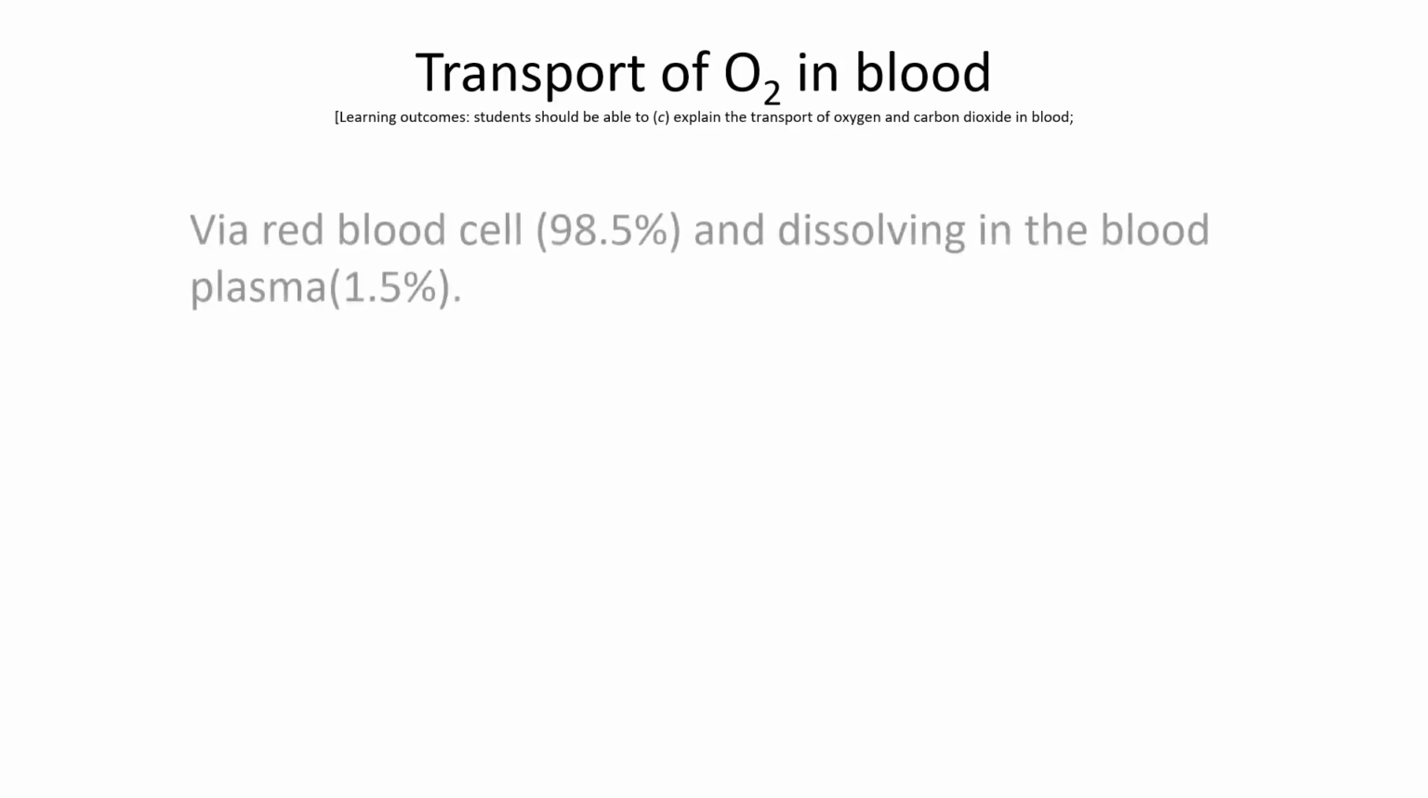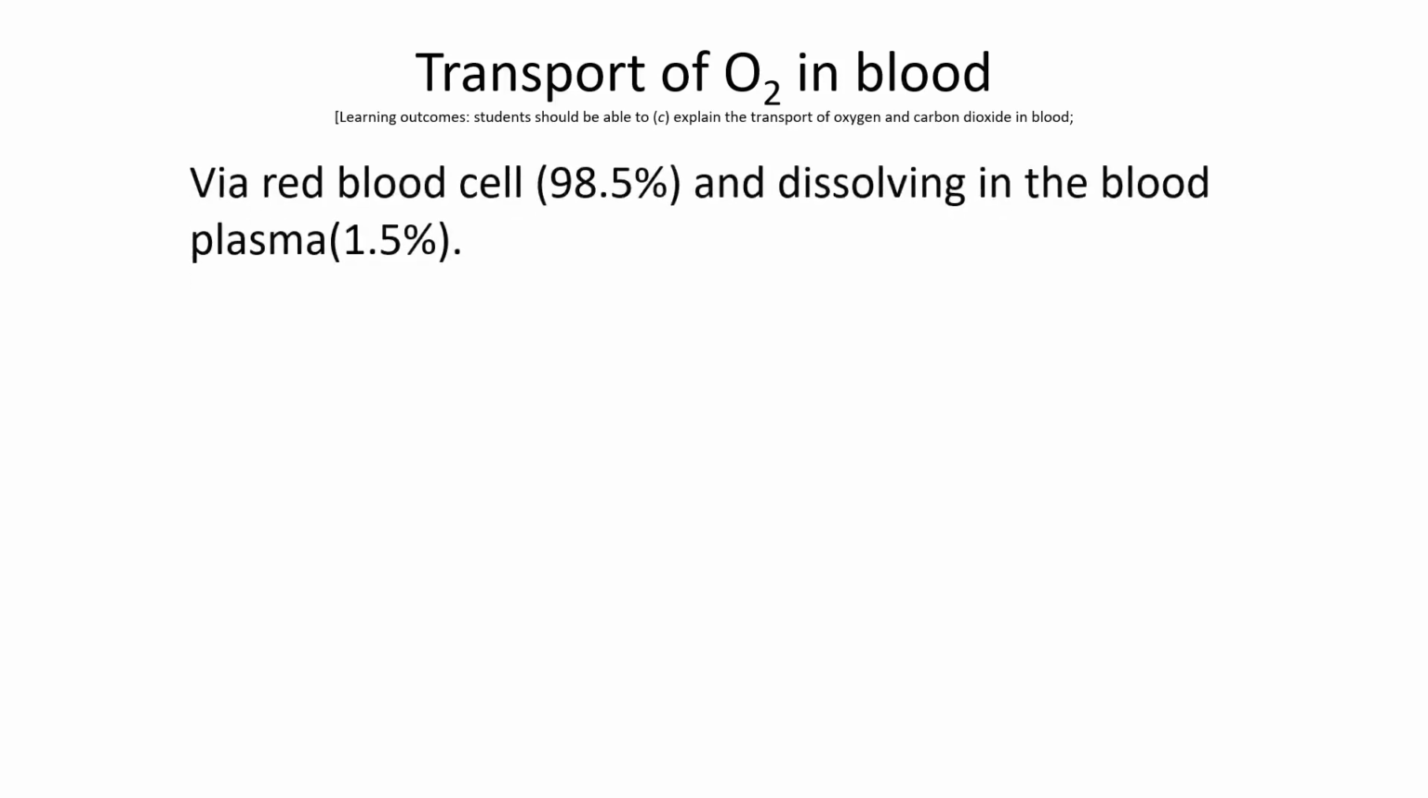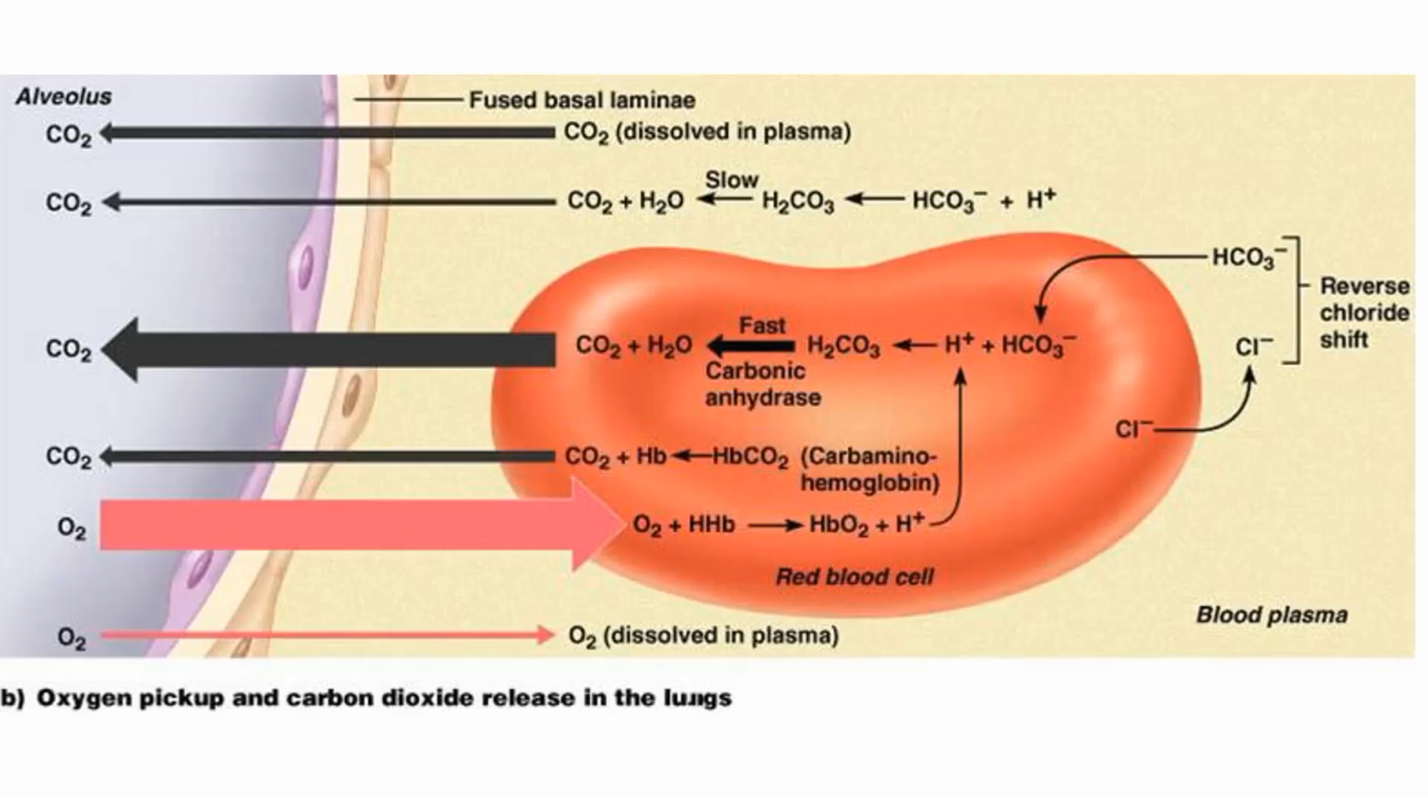Now, transportation of oxygen in blood is done via the red blood cell, the majority, which comprises 98.5%, and 1.5% is by dissolving in the blood plasma. So this is how the oxygen is being transported in the human blood.